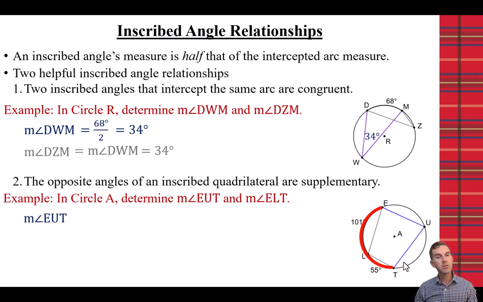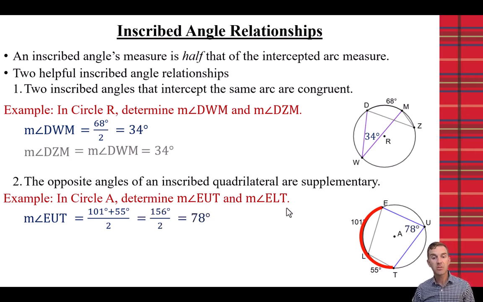So if I add those two together, and then remember back up here that it's half of that because it's inscribed, I can determine that whole angle measure. So 101 plus 55 is going to give me 156. And if I divide that by 2, that tells me that angle EUT has to be 78 degrees.